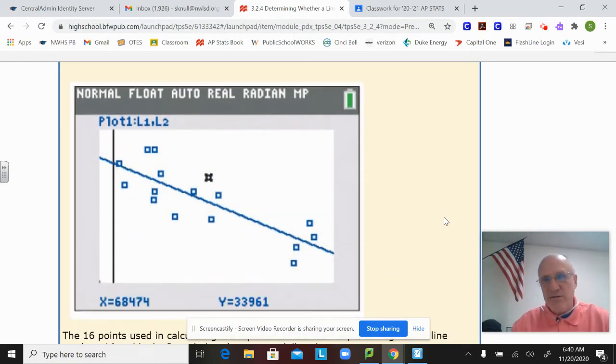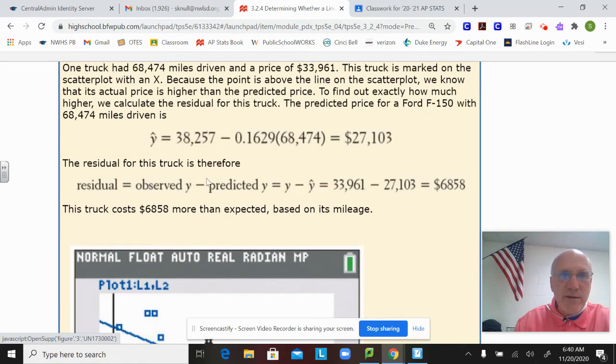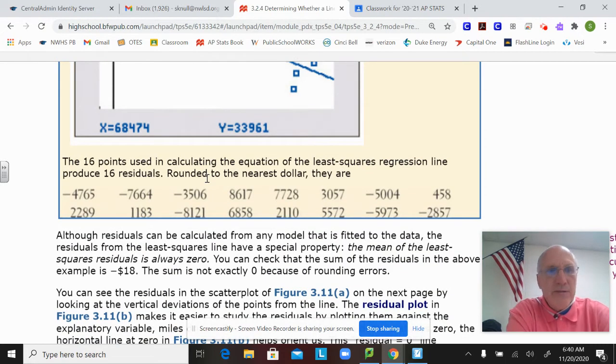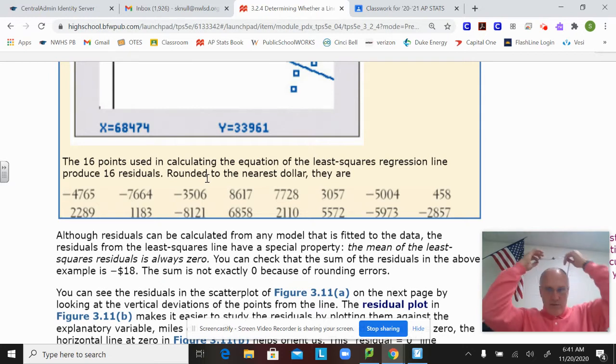Well, here's just the data with the line in it, and there's the one truck in question. So instead of finding the residual for 1 point, we're going to find the residual for all, I think there's 16 trucks, right? Yeah, so there are the residuals. So each one, every ordered pair. Now, we're not going to go through those calculations, we certainly could have the calculator calculate those residuals for us. But that's what those numbers are. For every ordered pair, it's residuals.